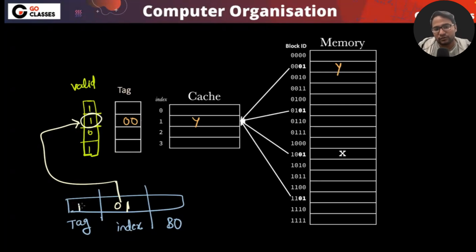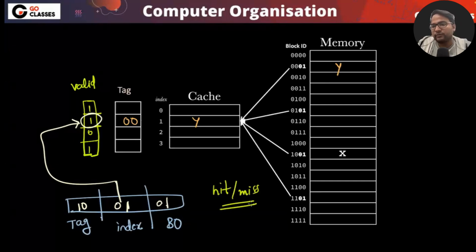Suppose this is 1, 0, right? I mean, I said that, okay, the CPU generated the address for some byte in this particular block. Maybe it could be anything, doesn't matter. So let's suppose the CPU generated this address. Then is this a hit or miss in cache? Can you tell me? Hit or miss means, have you found it or have you not found it?